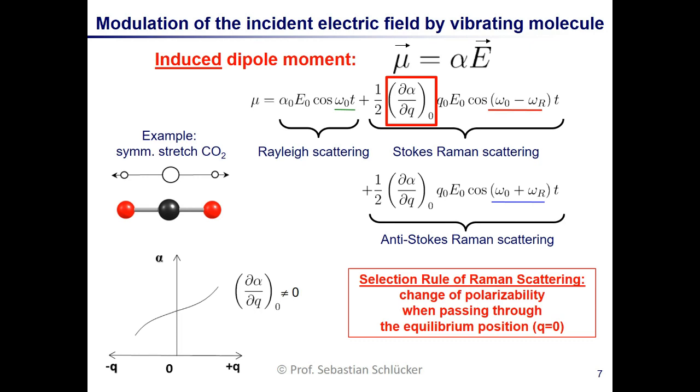And then for the expansion at positive Q values, it increases. And you see that the tangent, so the partial derivative at this position Q equals 0, has a slope which is different from 0, and that's nothing else than this partial derivative. So that is a Raman active vibration because this condition is fulfilled. Now that's called the selection rule.